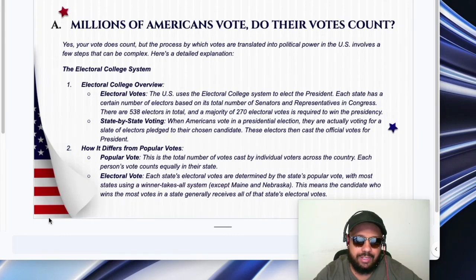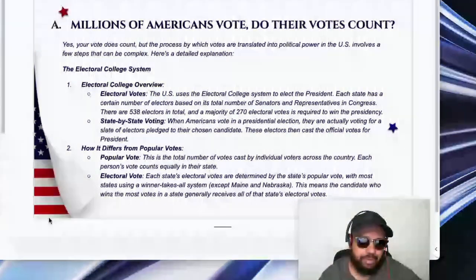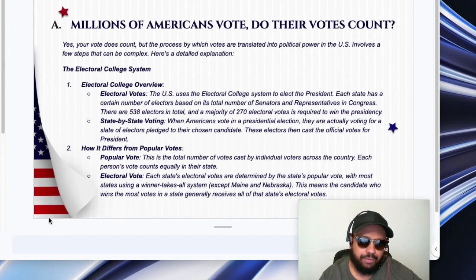The voting season is coming up in November 2024, and there are many people who are going to be voting, right? Millions and millions of people will be voting, and a lot of Muslims will be voting as well. Your vote does count, but the process by which votes are translated into political power in the US involves a few steps that can be complex.